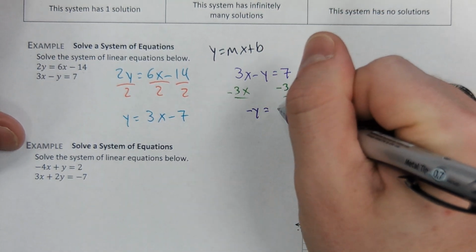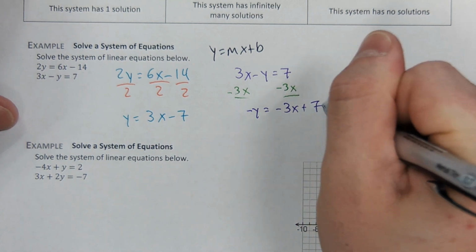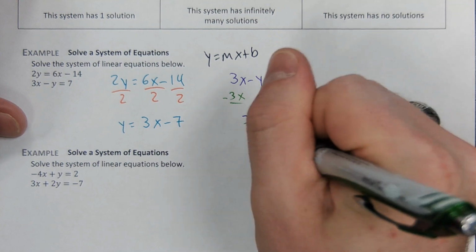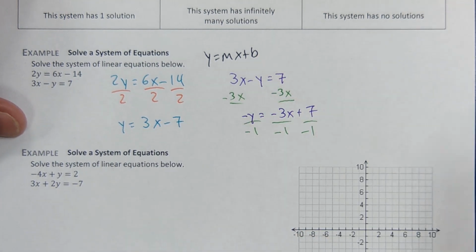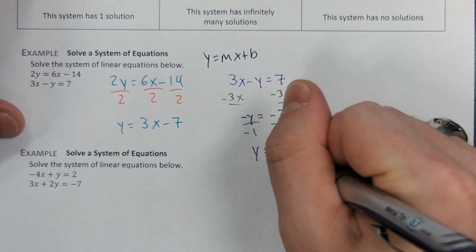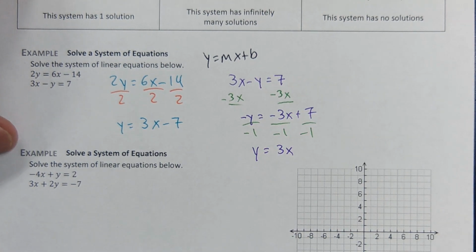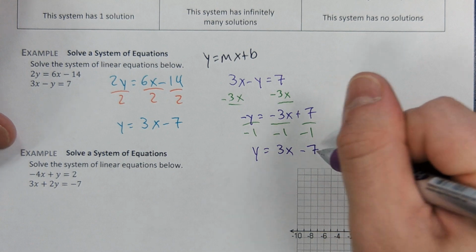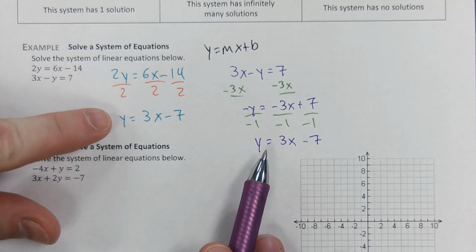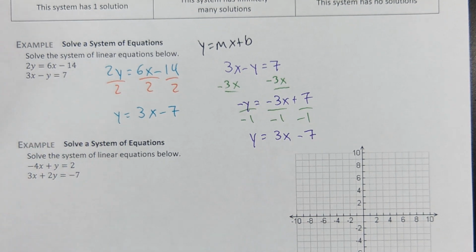Negative y equals negative 3x, positive 7. Donald, finish it up for me. What do I need to do? Divide everything by negative 1. Perfect. So that purple line would be y equals positive 3x, because when you divide two negative numbers, you get a positive, minus 7 and oh. These are the same line. They have the same slope and the same y-intercept.